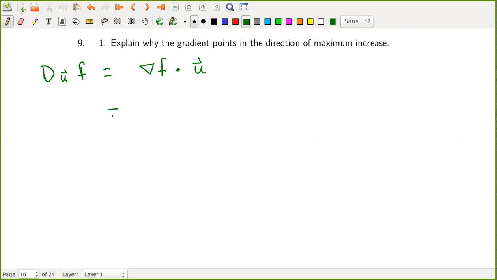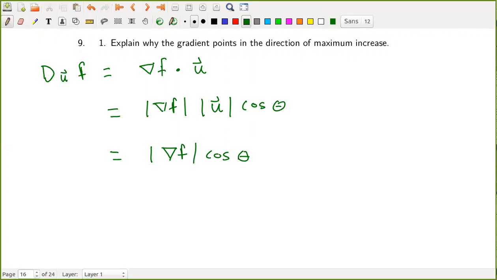And one formula for the dot product of two vectors would be the magnitude of the first vector times the magnitude of the second vector times the cosine of the angle between them. Now here, u is a unit vector, so its magnitude is equal to 1. And this is just equal to the magnitude of the gradient of f times cosine theta. And remember, theta is the angle between u and the gradient of f.